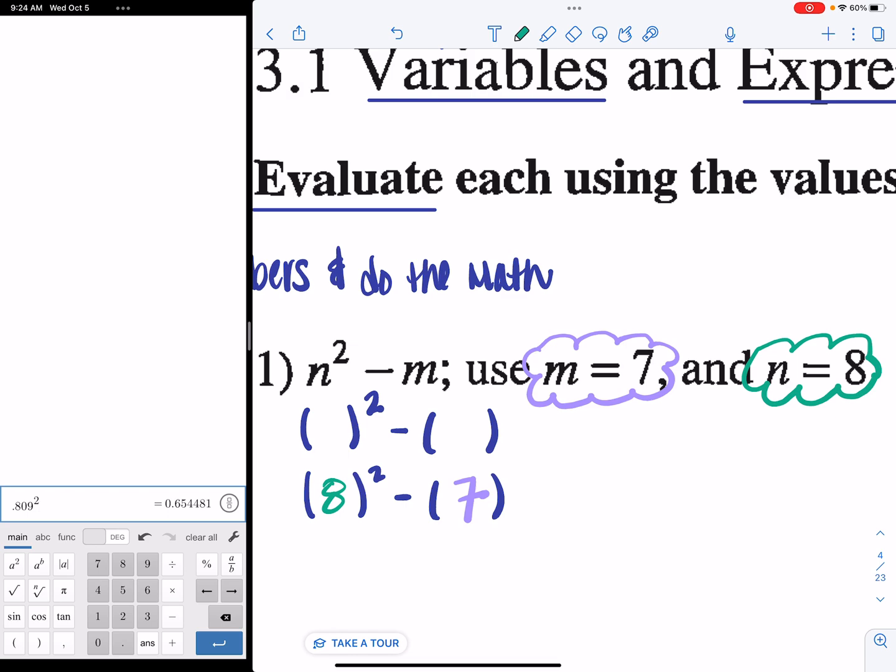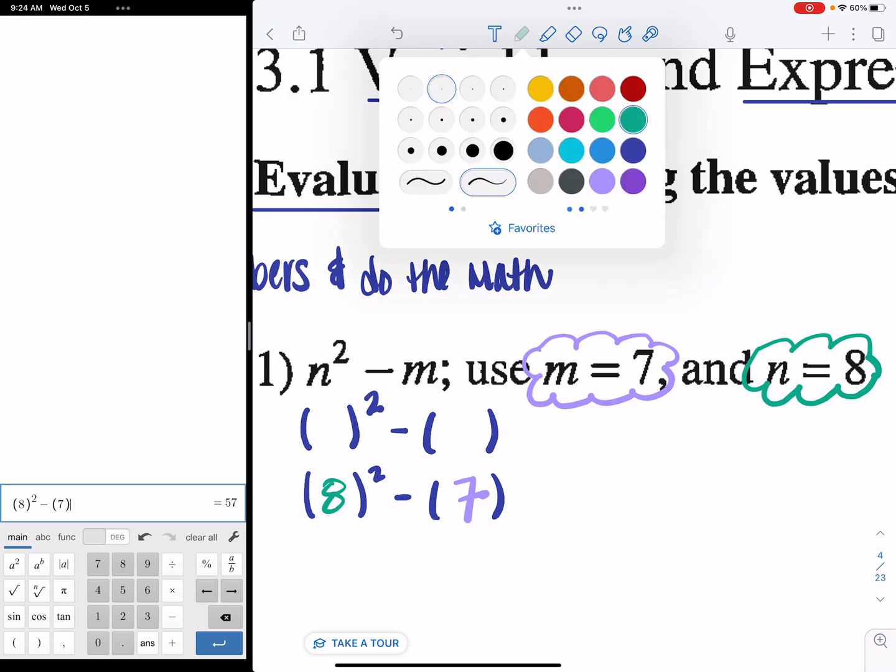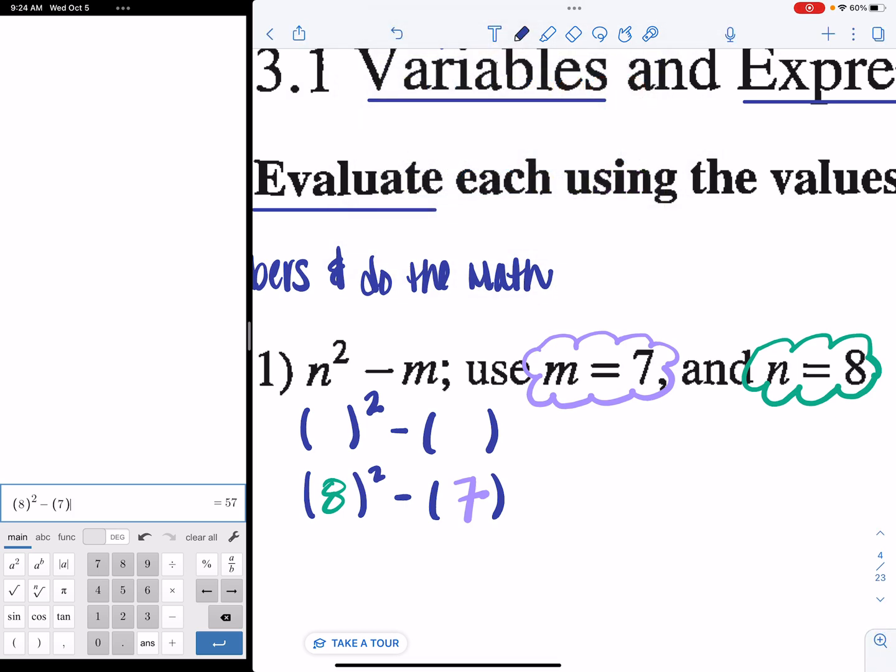Now it's time to hit the calculator. So I'm going to go over to Desmos and I'm going to enter it just like it looks, parentheses and all. So my final answer when we evaluate n squared minus m squared is 57.